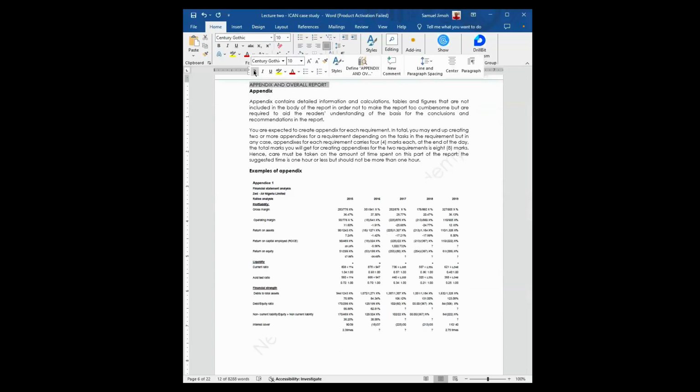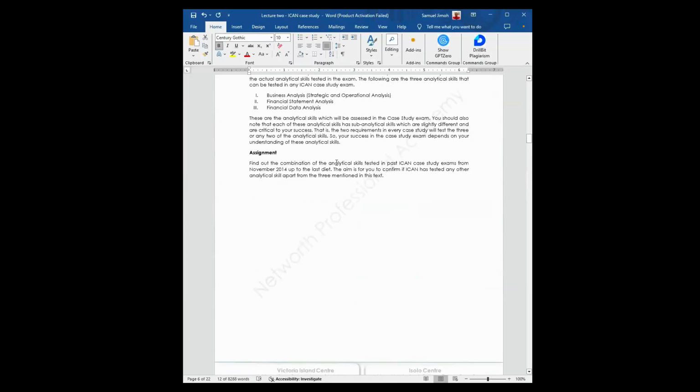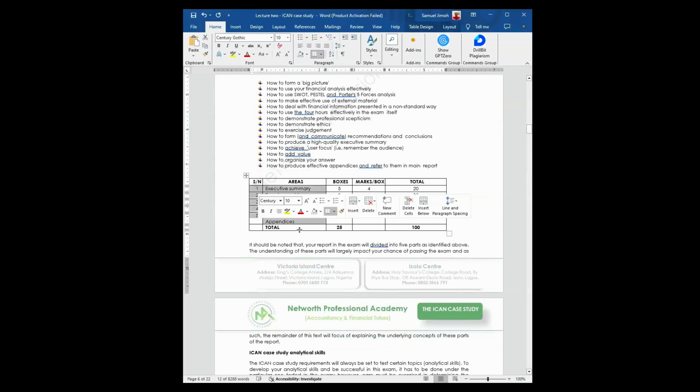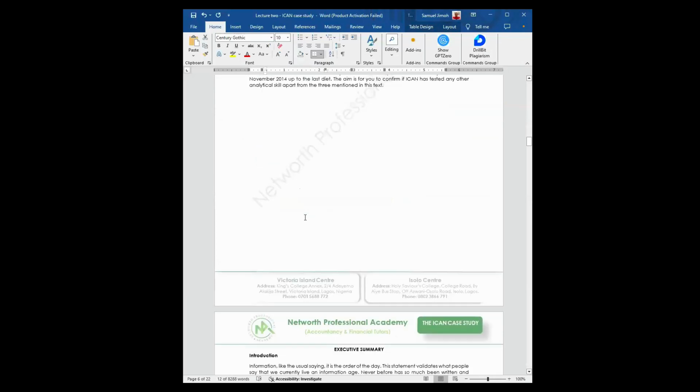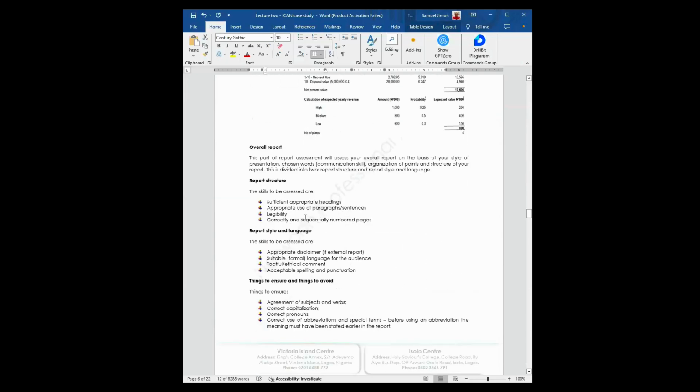So, again, let me take you back to the part of the report. I said this is the major part of the report that you will write. We have discussed the executive summary already, so we are left with this. Before we go on, let's see if we can discuss the report structure and the appendices. Let's look at the report structure first, the overall report.